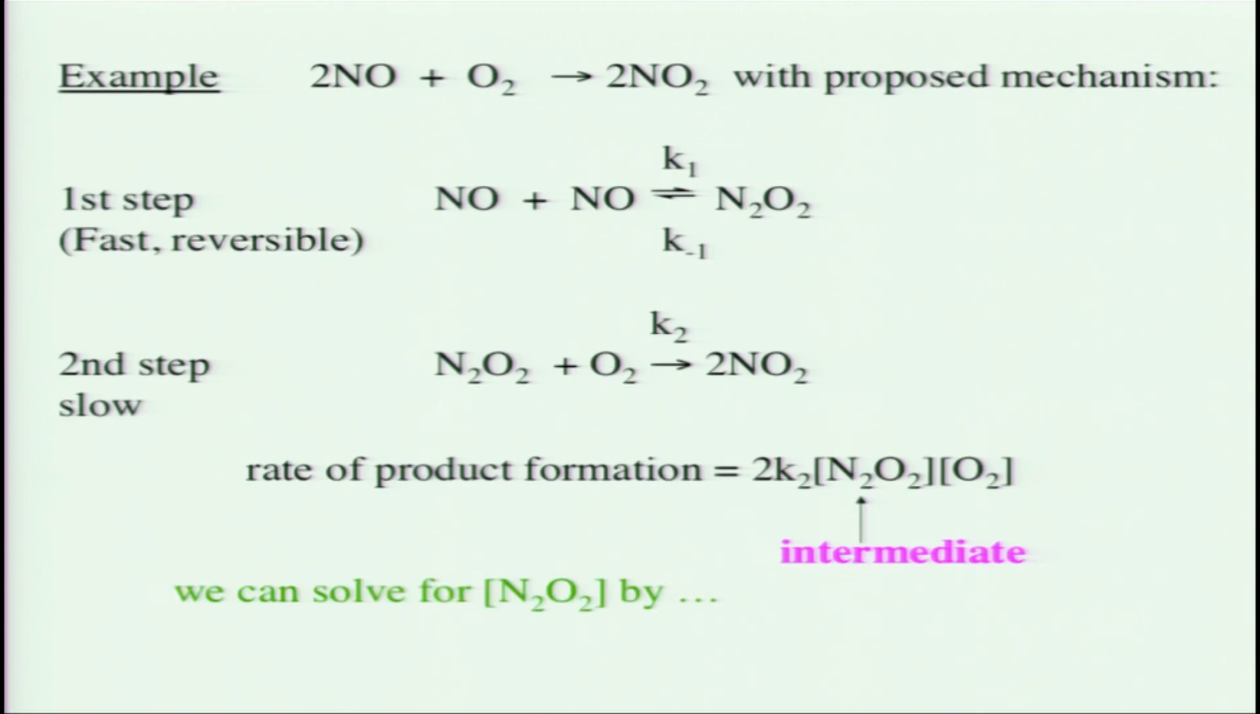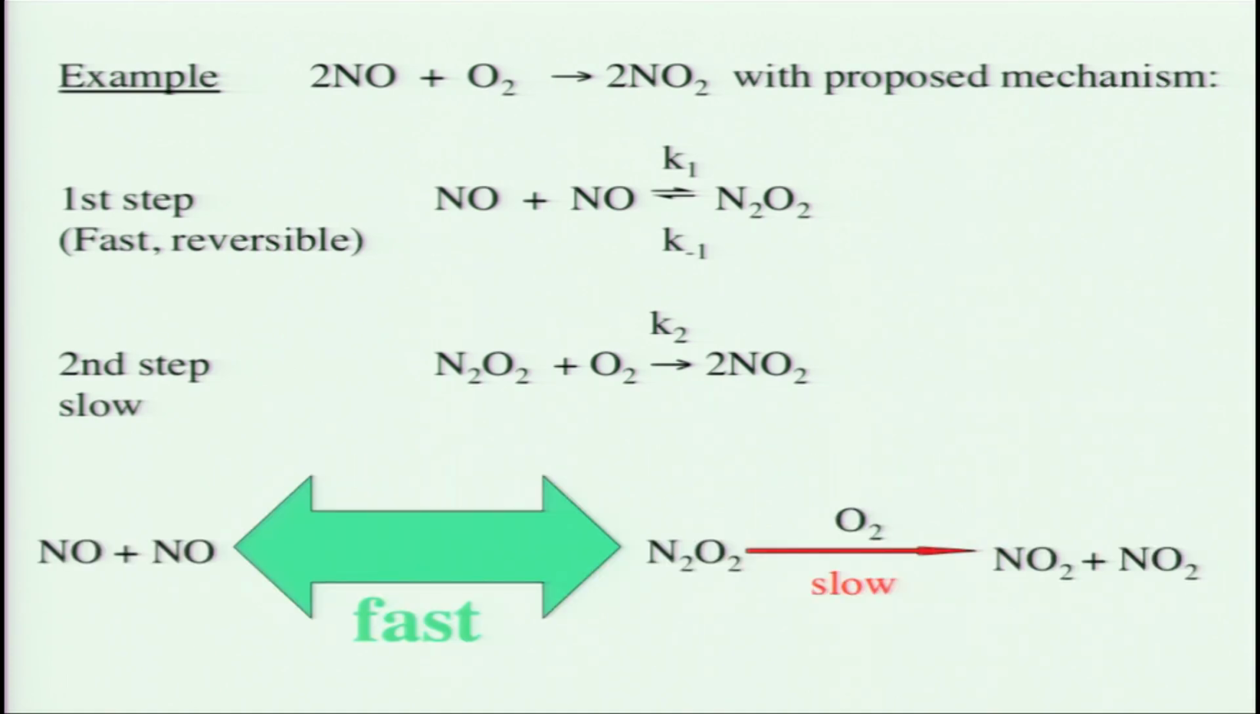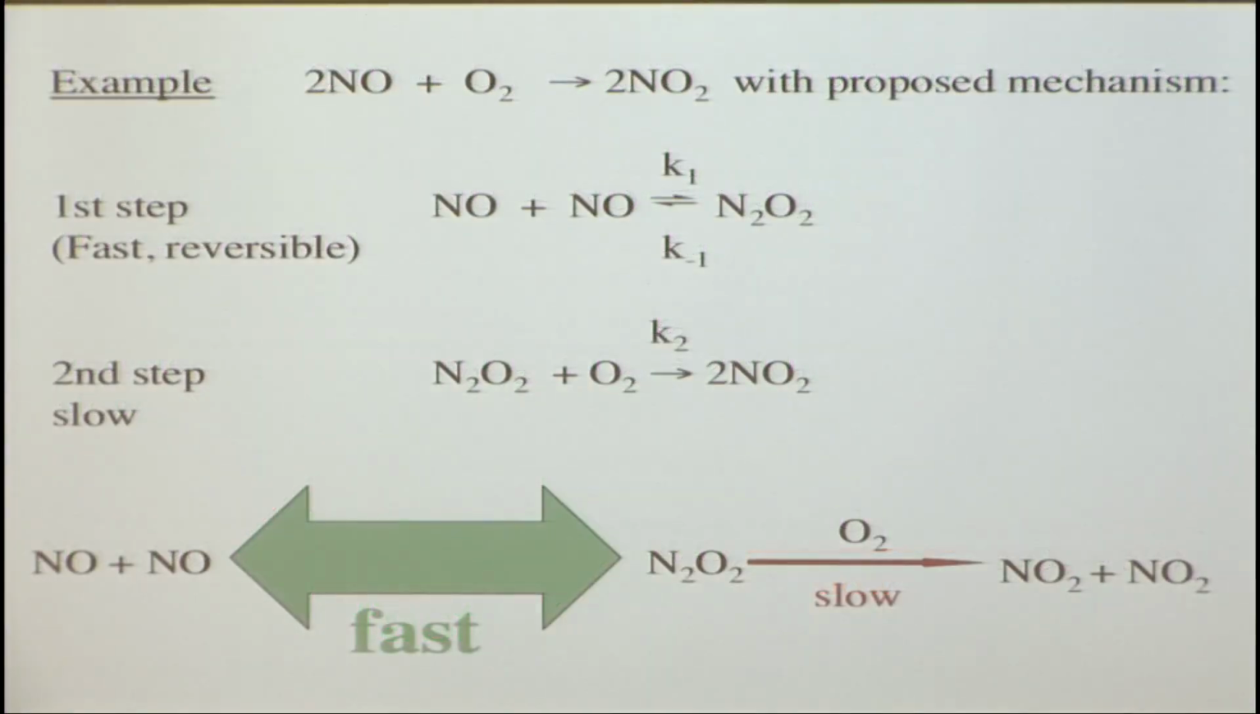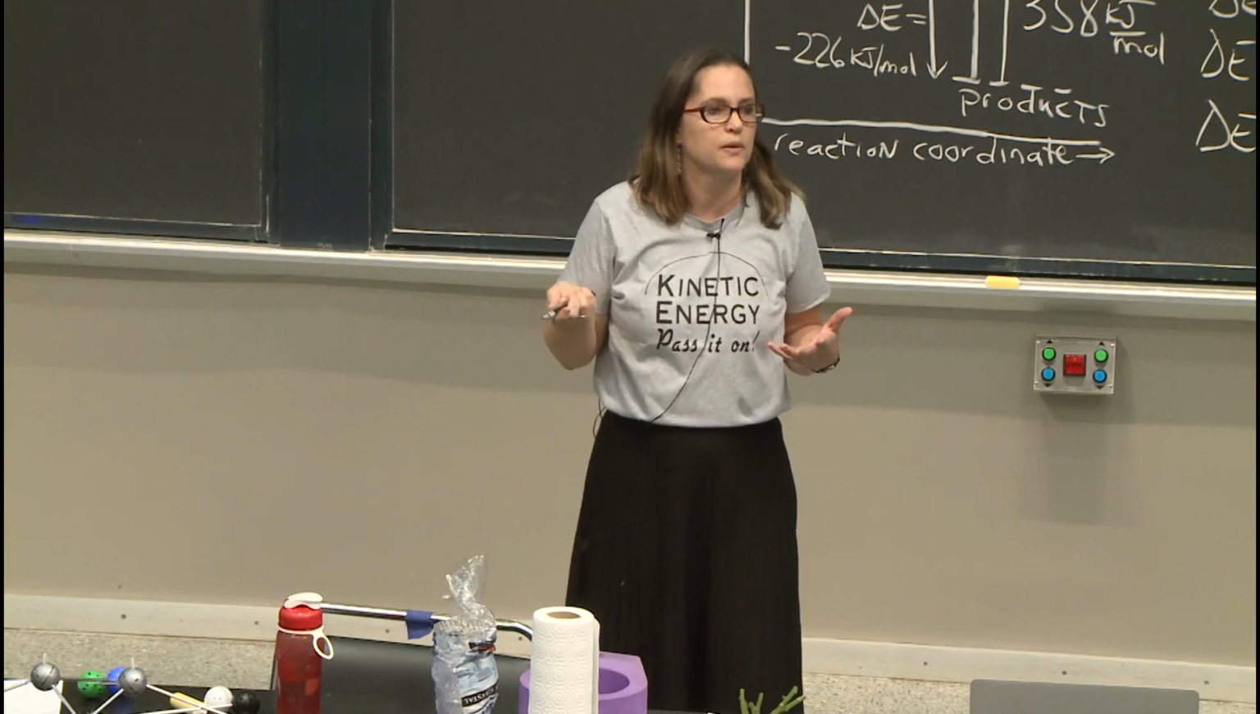But now we're told we have a fast step followed by a slow step, so we know how to do this. And remember, when you have a fast, reversible step followed by a slow step, this first step approximates an equilibrium reaction. There's not much of the intermediate that's being siphoned off in the slow step. So pretty much when you form the intermediate, it's going back and forth, just like you have in an equilibrium situation.